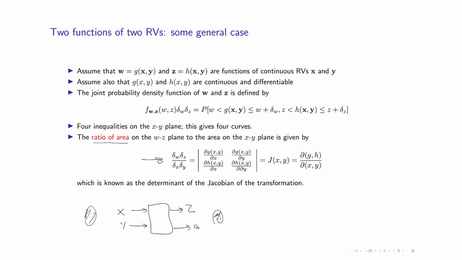So you calculate the partial derivatives. You have two outputs and two inputs, so you have four partial derivatives of the two outputs with respect to the two inputs. You form a matrix, and then you calculate its determinant, and we call it the Jacobian. This is denoted by the Jacobian of G, H with respect to X, Y.